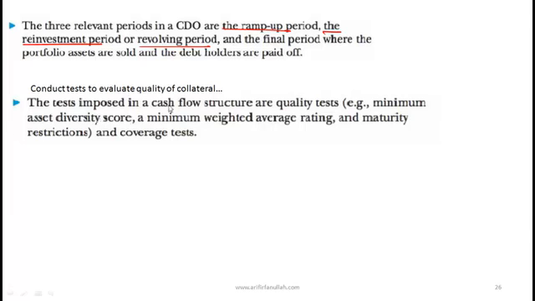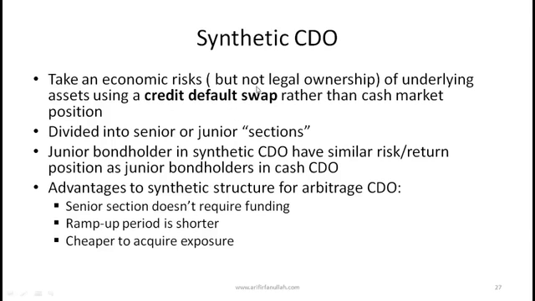you are fine. So the sorts of tests that are imposed are either minimum asset diversity score. What do you think this means? Yeah, how diversified? So the more diverse, maybe the better the diversity score. Okay, a minimum weighted average rating, maturity restrictions, coverage tests. I really don't think you need to get into details of this because the curriculum doesn't provide much detail. So as long as you know that various tests are performed to figure out the quality of the underlying collateral, you are fine.